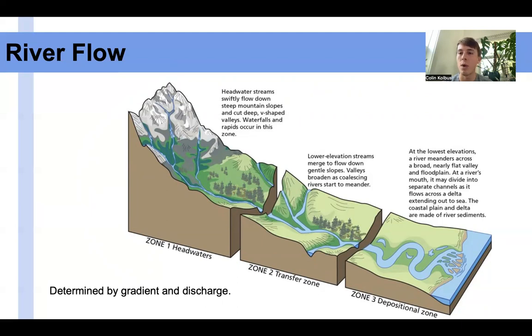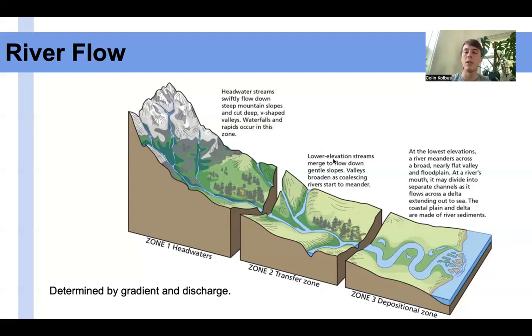And then it's also determined by discharge. So the amount of water going through will tell you the velocity at which that water is proceeding. You can have a really small area and pass the same amount of water through it if it's going a lot faster. And so that is how you determine the type of river flow you expect in an area.